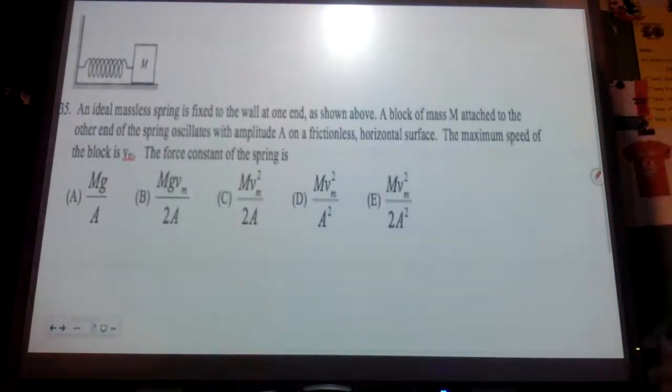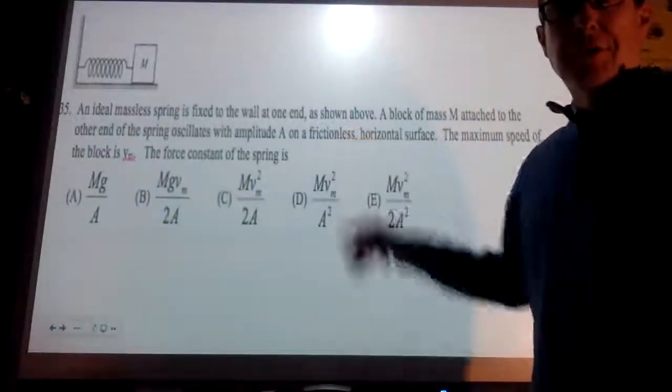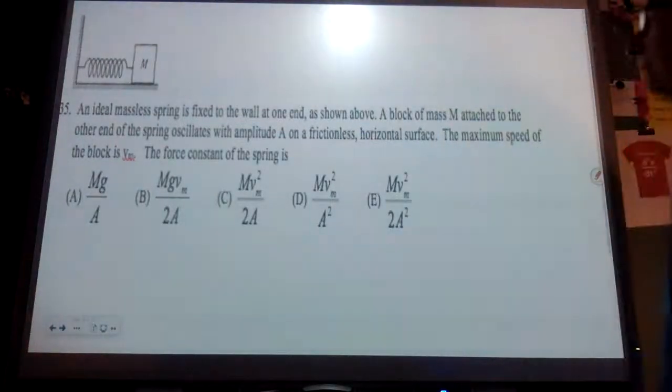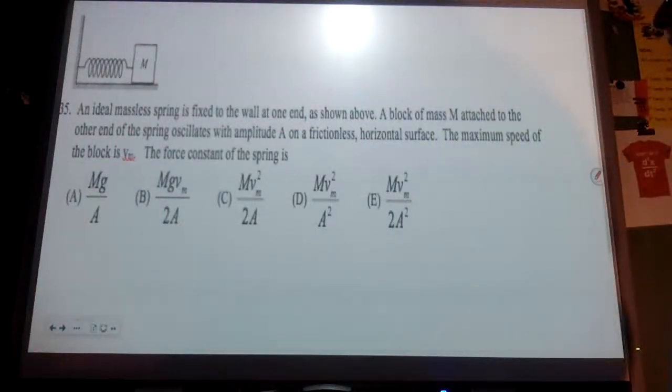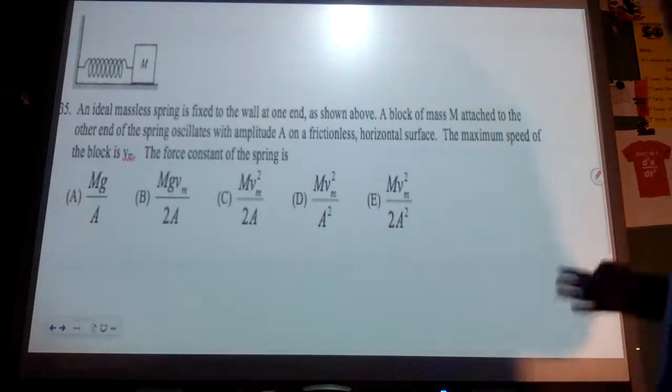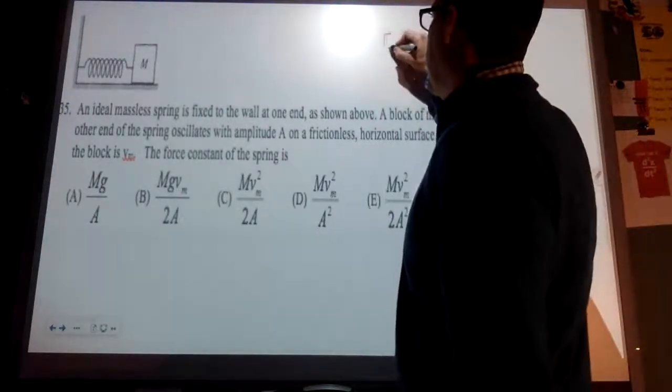Another one, an ideal massless spring is fixed to the wall at one end as shown above. A block of mass m is attached to the other end of the spring. It oscillates with an amplitude A on a frictionless horizontal surface. So we only have conservative forces. The maximum speed of the block is Vm. The force constant of the spring is. So we have that energy is conserved.